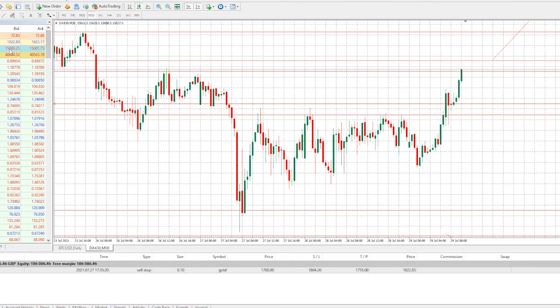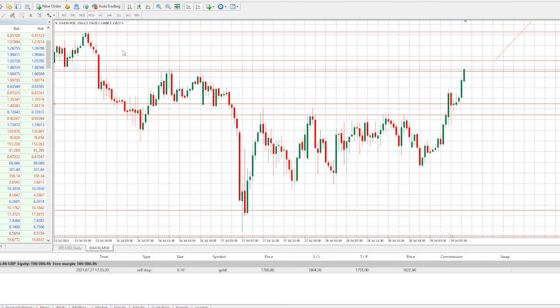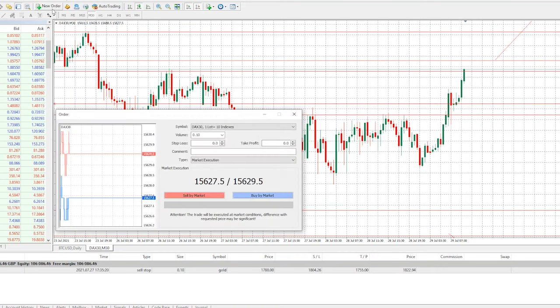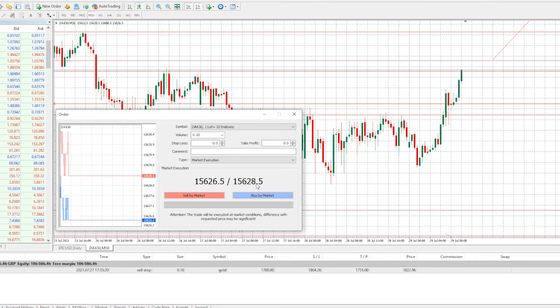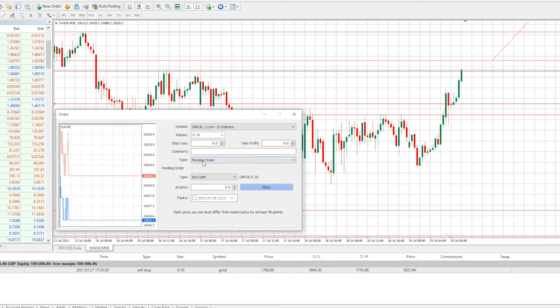15,640 would be above that resistance enough that it broke through. So we go to the DAX and say new order, whatever trade size makes sense for your account. Again, if you're using a web trader to calculate your risk with whatever trade size and stop loss mark that you put, pending order, buy stop.